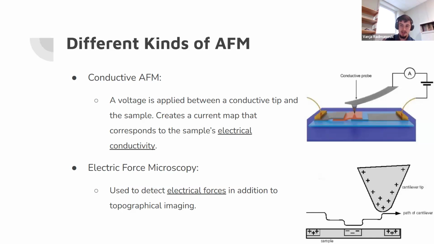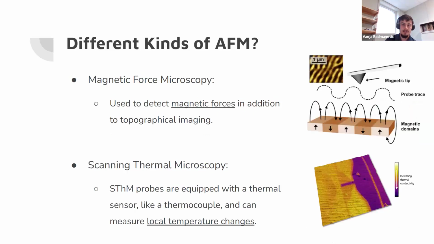So because the tip already went the first time and it knows where all the hills and valleys are, it retraces the same path. But if it feels additional forces along this path, then it can use that to map where the electrical forces are along the sample, which is very similar to this next kind I want to talk about, magnetic force microscopy. It's very similar to electric force.